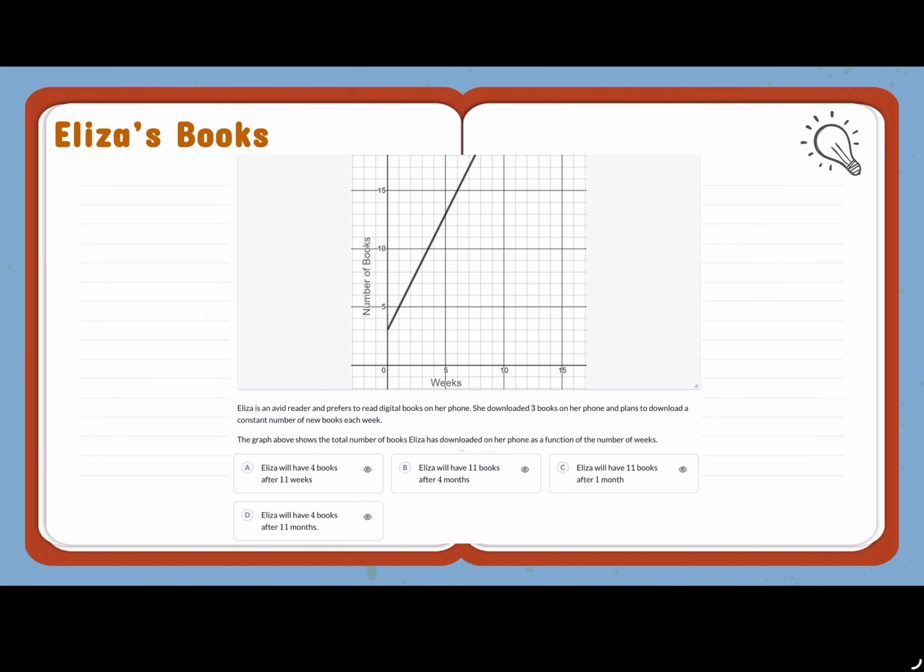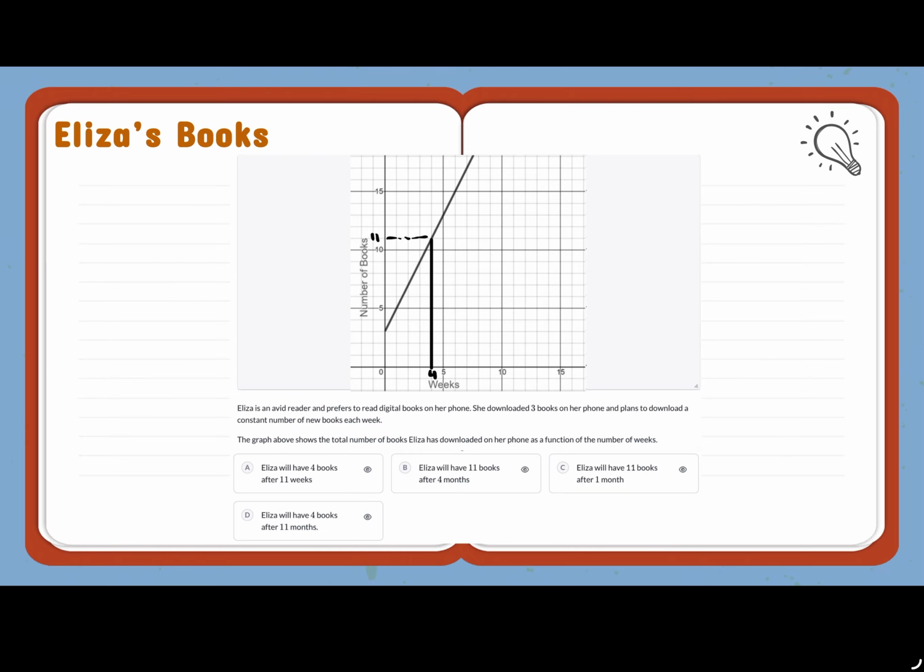Okay, Eliza's books. This one is pretty straightforward. She reads digital books on her phone. She downloaded 3 books and plans to download a constant number of new books each week. So we just have to test all these conditions, just checking what we're given. After 4 weeks, Eliza will have 11 books. So that means after 1 month, Eliza will have 11 books.